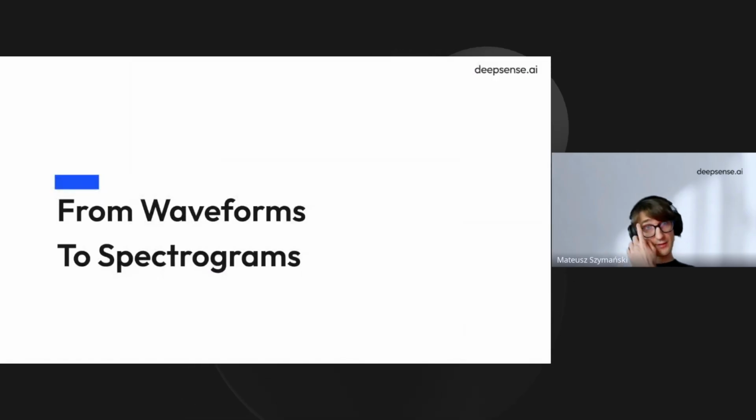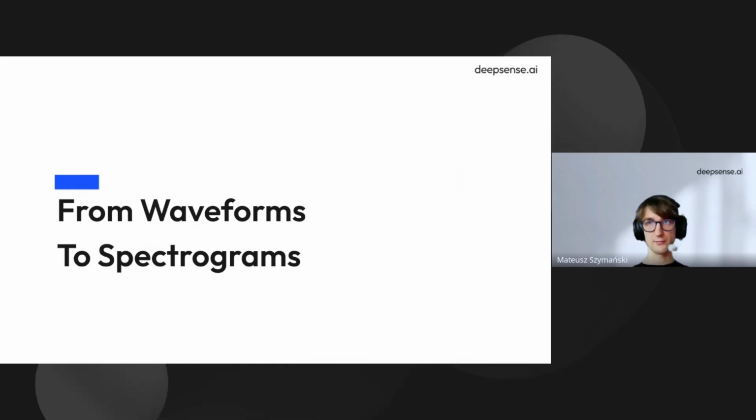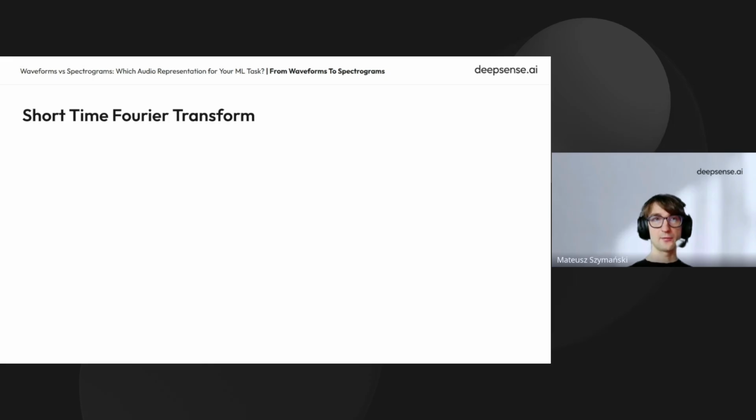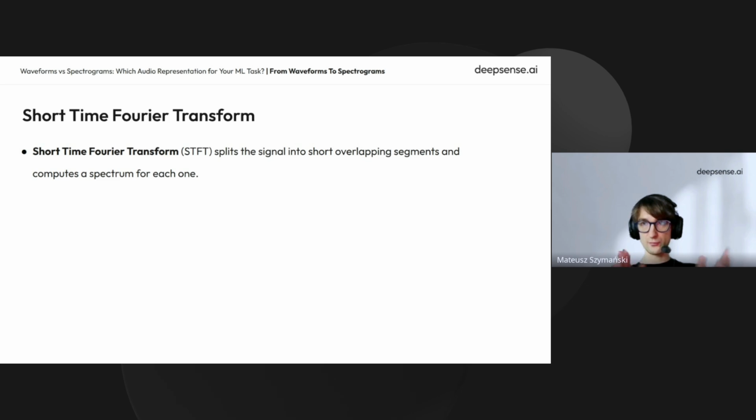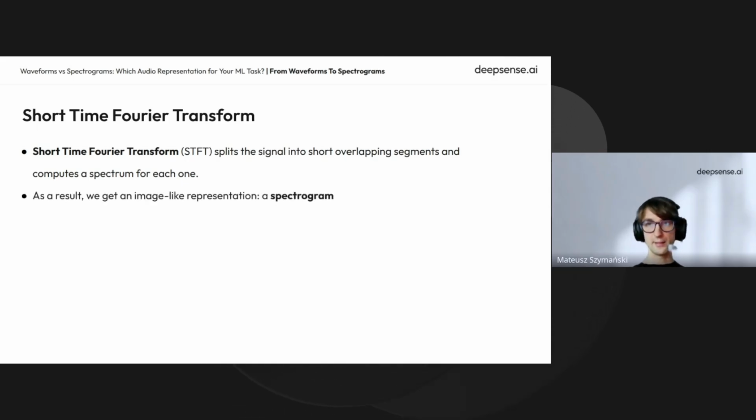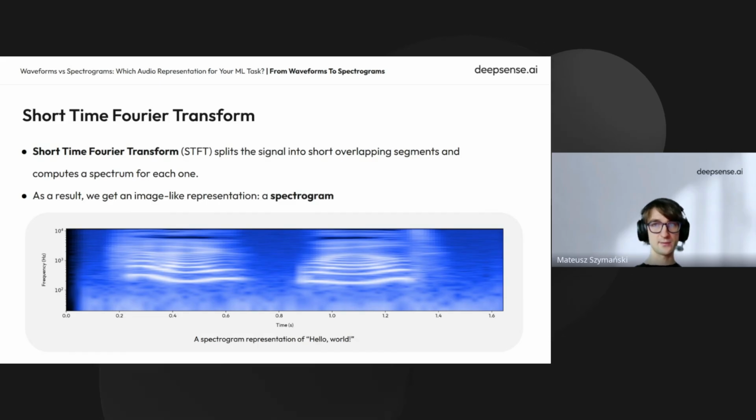Okay, so sometimes if waveforms fail, we can use another representation, which is spectrograms. And to make spectrograms, we use something which is called the short-time Fourier transform. Essentially, it splits the signal into windows, segments, and captures a spectrum, as I showed previously in the video, for each of those segments. And composing these spectra, we get an image-like representation, which is called a spectrogram. You can see this is a spectrogram of Hello World that was used in the previous example. This is exactly the representation of that audio sample.